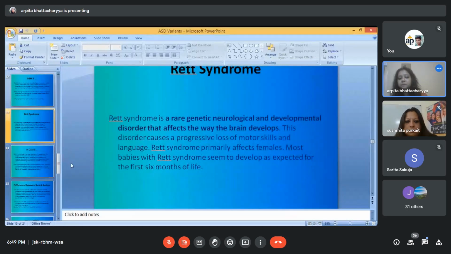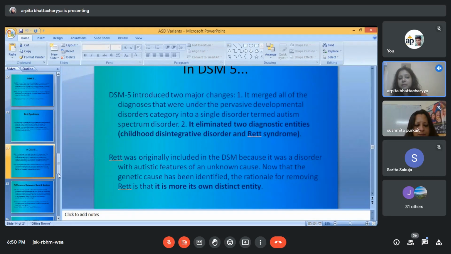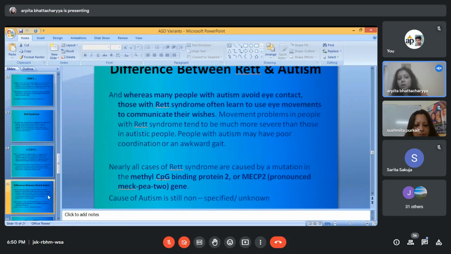So that's why Rett's is no more in this diagnostic criteria. It has become a separate diagnosis itself, outside the umbrella, outside ASD, because the cause is known. It's a separate disorder altogether.